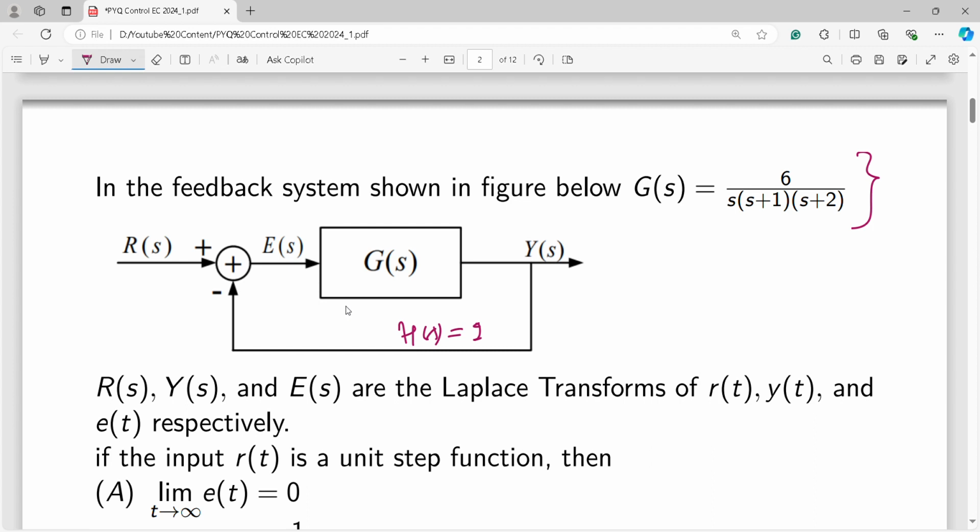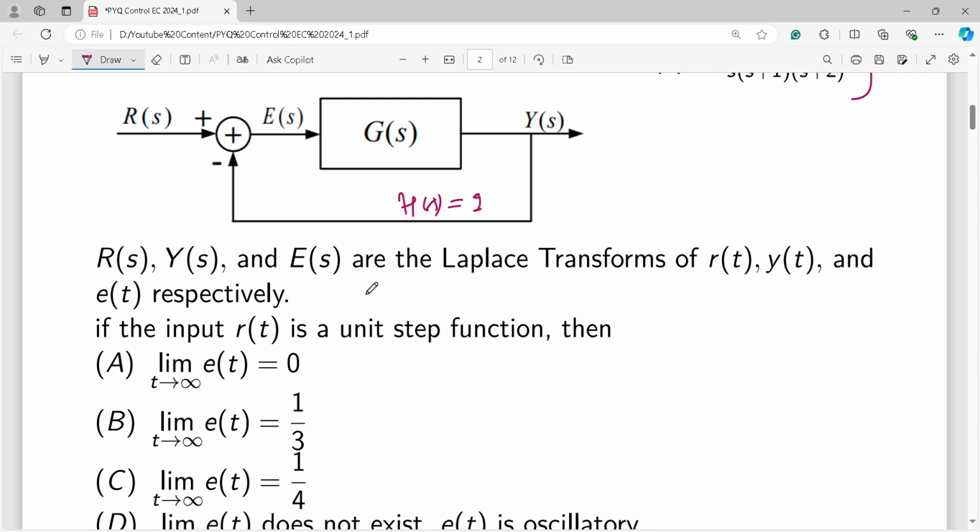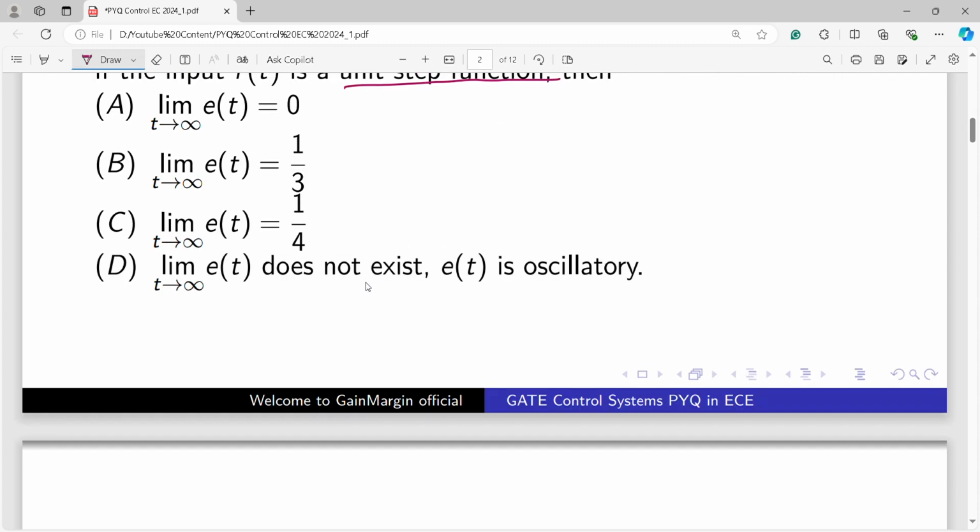that R(s) and E(s) are the Laplace transforms of r(t) and e(t) respectively. And if input r(t) is a unit step function, then which option would be correct? Okay, so how to solve this question?